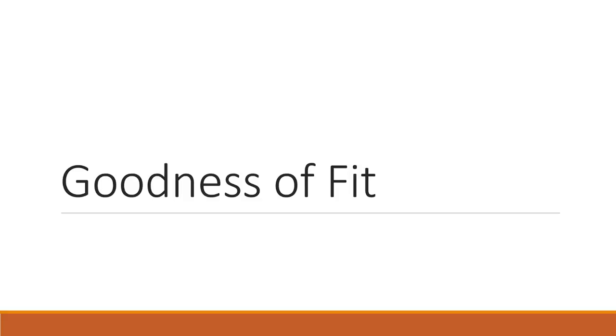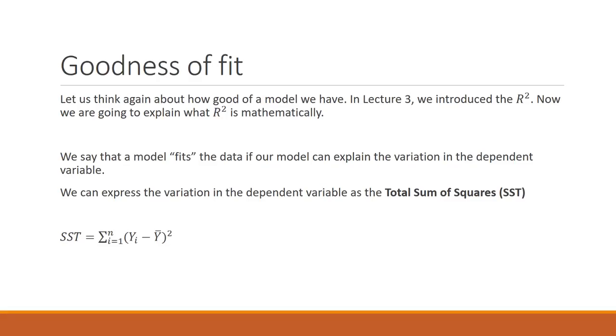Goodness of fit. How do we calculate it? Let's think again about how good a model we have. You remember from lecture 3, we introduced the concept of R squared. R squared is a number between 0 and 1, and the higher that R squared is, the better our model is, or I should say, how well it fits the data. Here in the next couple of slides, we're going to show you how to calculate R squared. Where does it come from? What does it mean?